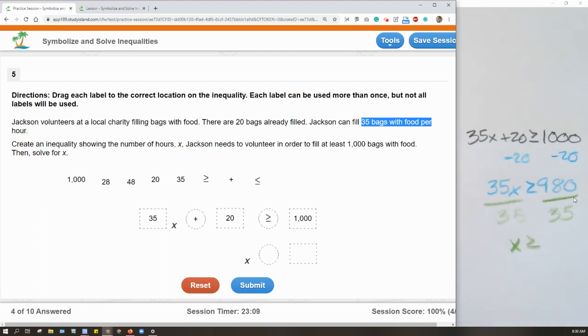You can also simplify the fraction if you want to. Both of these divide by 5. You can simplify and make this an easier division problem. 35 divides by 5 7 times. 980 divides by 5. Well, every 100 is 20. I mean, it goes into 1,000 the number of times that you would expect there. So there's lots of different ways to do this problem, but either way, you should end up with 28. And don't forget to bring your inequality symbol down.